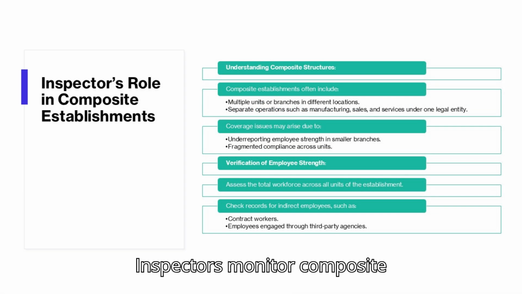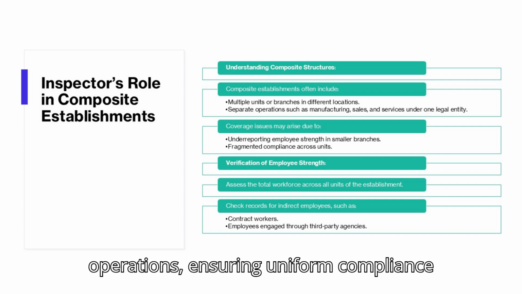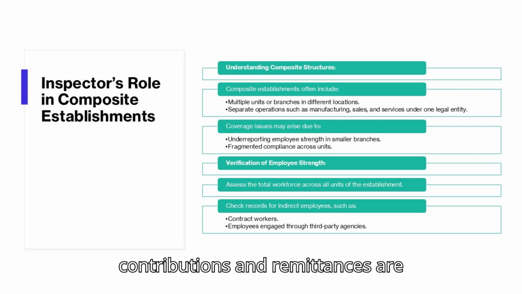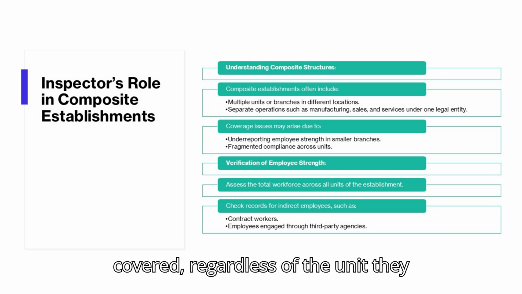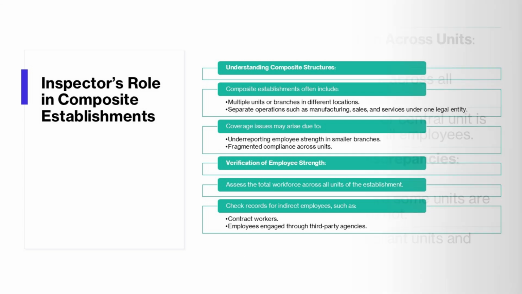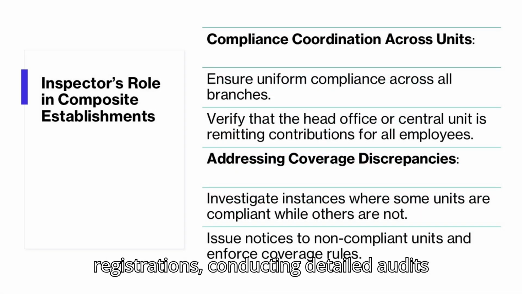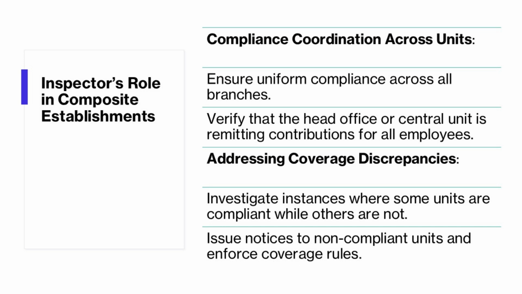Inspectors monitor composite establishments with multiple branches or operations, ensuring uniform compliance across all units. This includes verifying that employee contributions and remittances are consistent and all eligible employees are covered, regardless of the unit they belong to. Steps include verifying establishment registrations, conducting detailed audits, and identifying compliance gaps.